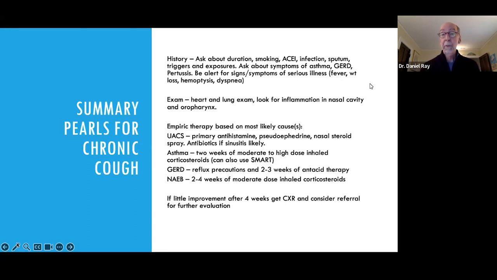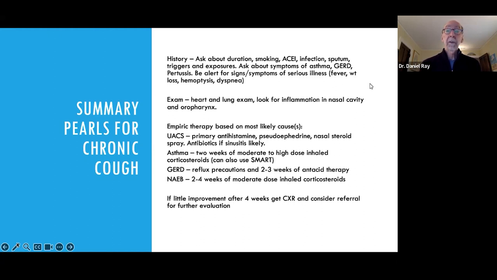Likewise, if you suspect asthma, say that you hear wheezing or they have a history of asthma, or you see obstruction on spirometry, you're going to treat them with a couple weeks of high-dose inhaled steroids or a combination long-acting beta agonist and steroid, you know, the single maintenance and reliever therapy.